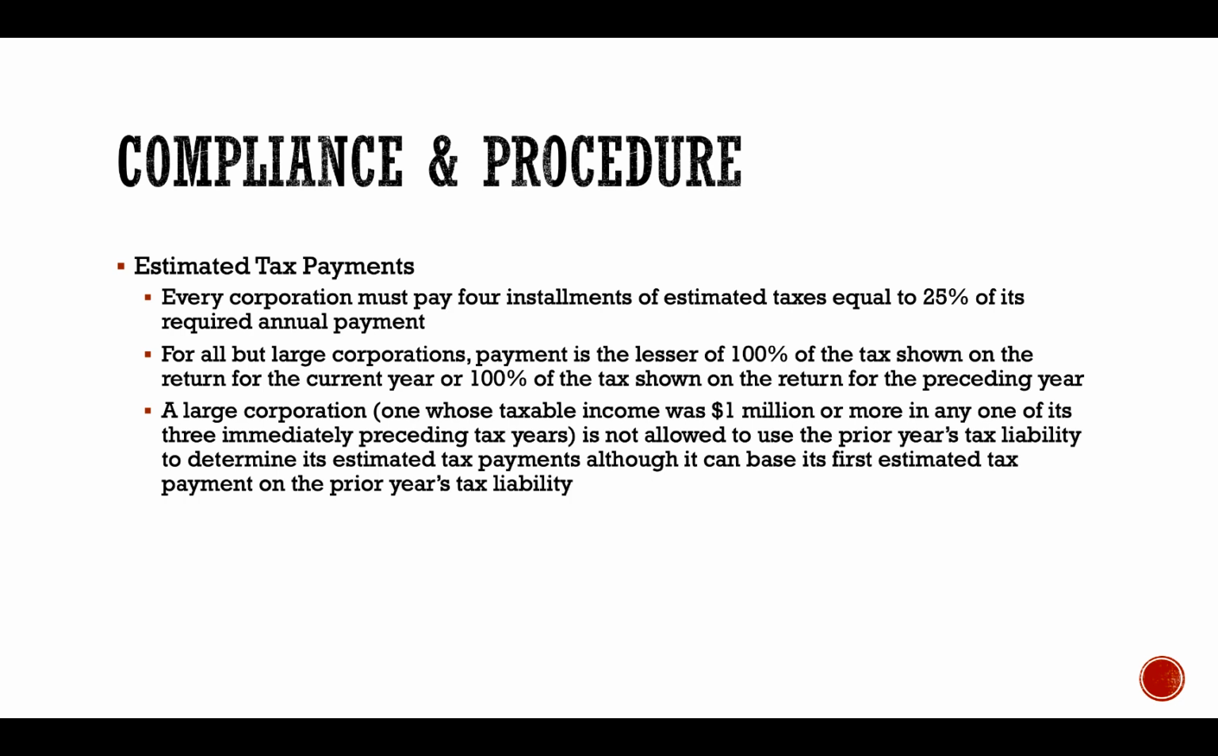For all but large corporations, the payment is the smaller of all of the tax shown on the return for the current year or all the tax shown on the return for the preceding year. If your income is going up, your safe harbor is that you divide last year's total taxable income by 4 and pay tax on that amount. If you're a large corporation, though, that's one whose taxable income was $1 million or more in any of its 3 immediately preceding tax years, you're not allowed to use that prior year safe harbor. You have to use this year. You can base your first tax payment on the prior year's liability, but after that, you have to use this year's earnings.